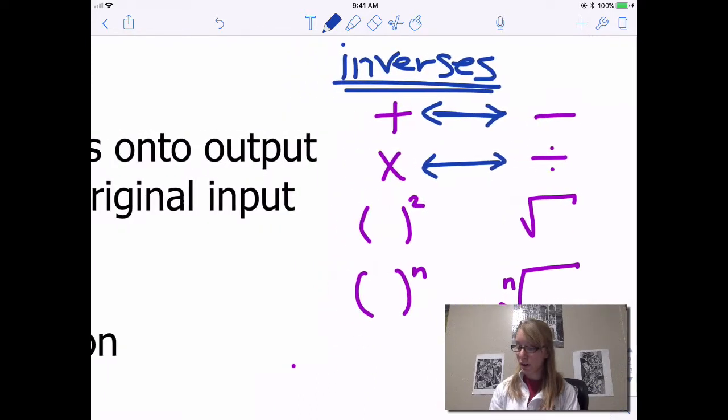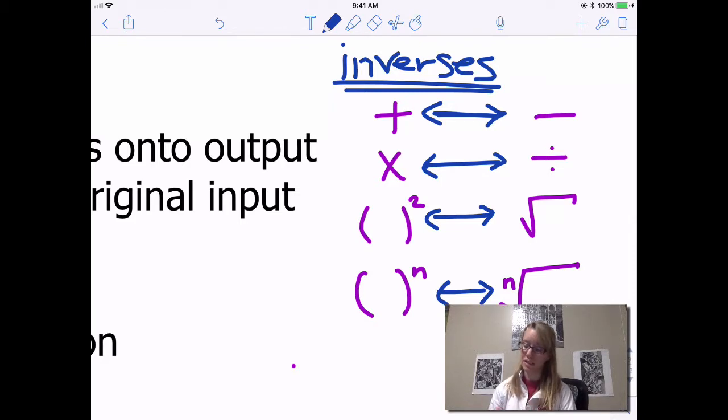The two new ones from the last couple of chapters are squaring and raising to any power. So if I square a number, so like 3 squared is 9, to get back to 3, I'm going to take a square root because the square root of 9 is 3. So those are also inverse relationships. That's why when we solve to get rid of a square, we use a square root. And if I'm raising to any power, like a third power, a fourth power, etc., 3 cubed is 27.